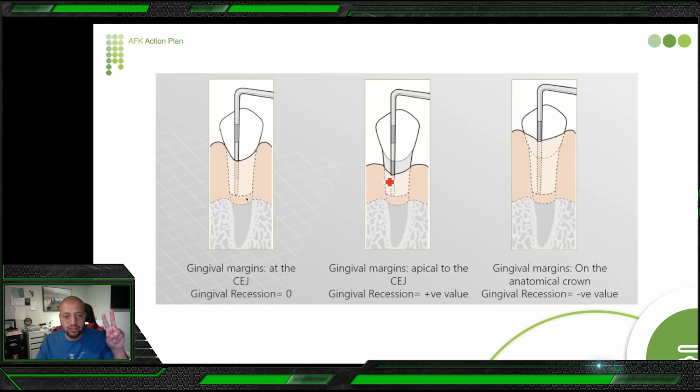So we have two different terms. Probing depth from the gingival margin to the depth of the pocket, and clinical attachment loss from the cemento-enamel junction to the depth of the pocket. In this condition, everything is good.